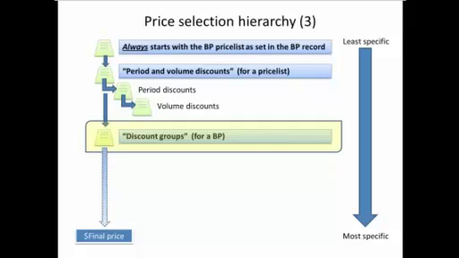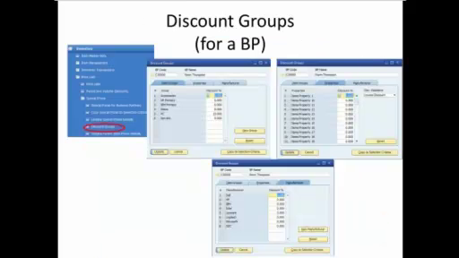Okay. Next level is discount groups. So this will override the period and volume discounts. Discount groups has a few different tabs to it. I've got 3 different shots, but this is actually just the tabs. So this is the item groups tab, this is the properties tab, this is the manufacturer tab. And you set up discount groups for a particular customer or vendor if you're dealing with vendors.